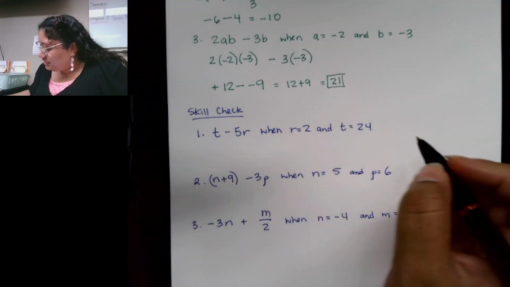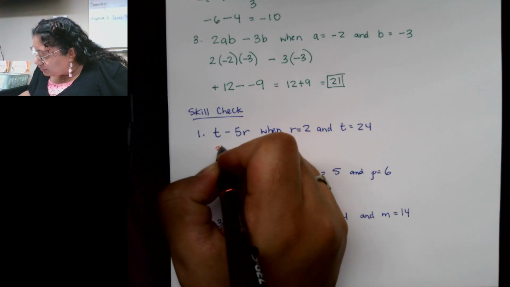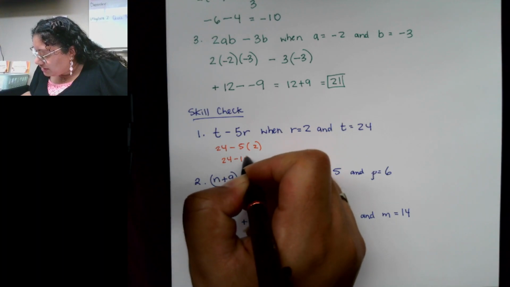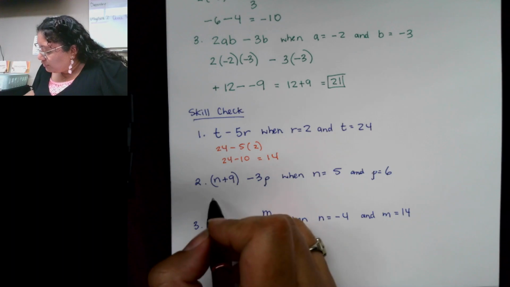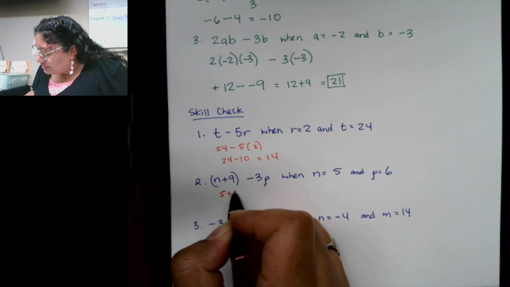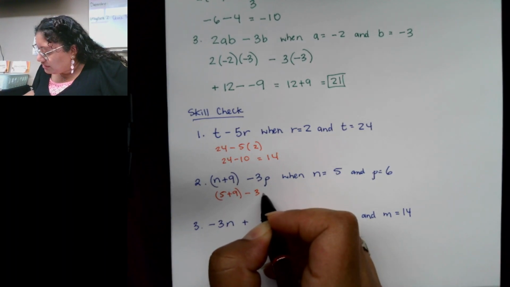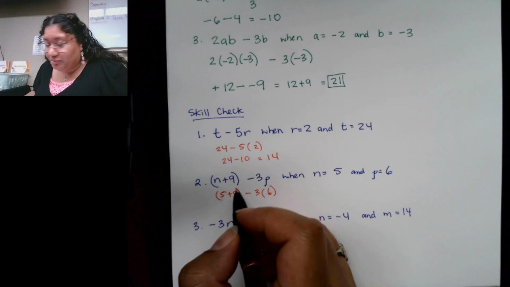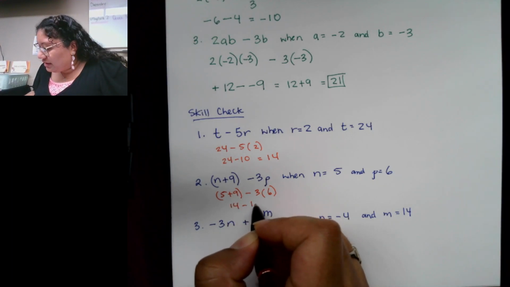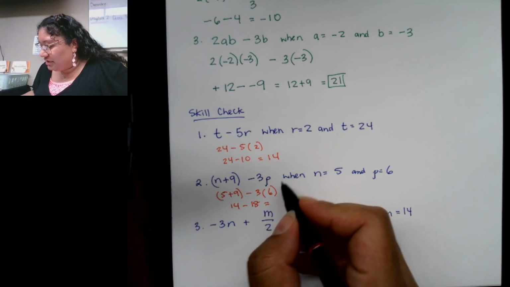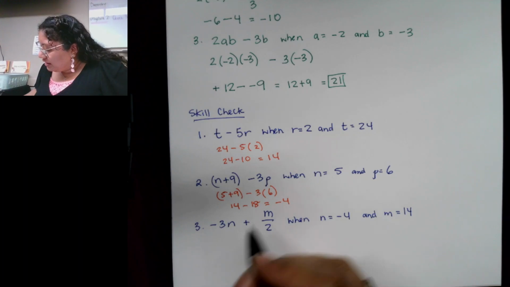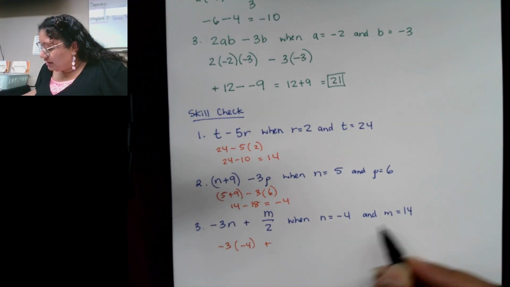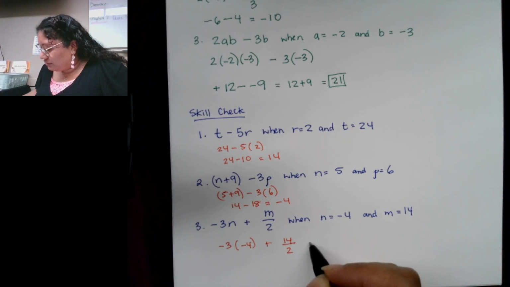Okay, so here's the solution. We're plugging in. T is 24 minus 5 times 2. 24 minus 10 gives me 14. Over here I have 5 plus 9 minus 3 times 6. 5 plus 9, because I do grouping first. 14 minus 18, because then I do the multiplication. You get negative 4. And then I do negative 3 times negative 4, plus I put the 14 over 2.